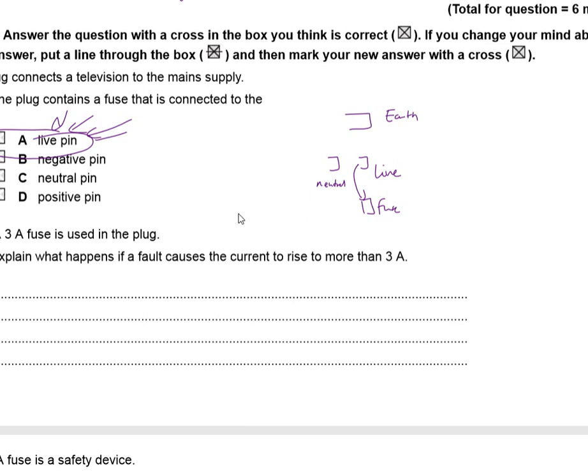Now we have a fuse. Now how does the fuse work? On the fuse, when the current's too much, so when the current rises more than this, the fuse melts. It heats up, it melts, and then it breaks. And then what happens to the circuit? The circuit breaks because no current flows.